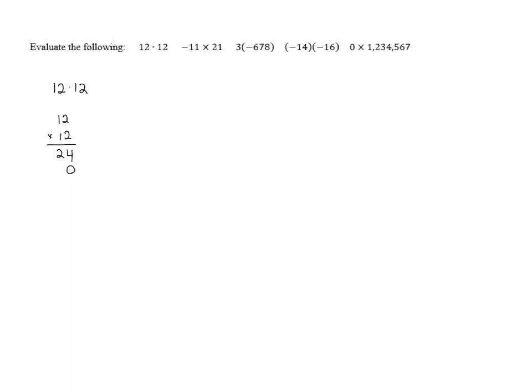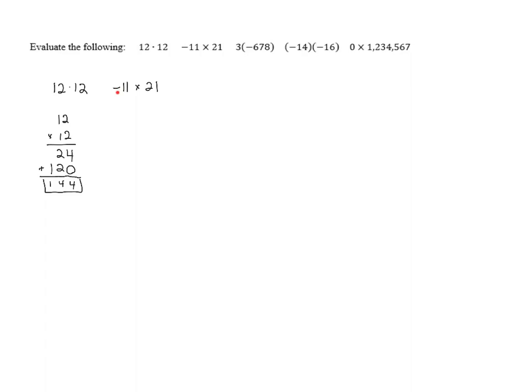Then we can multiply the 1. 1 times 2 gives us 2. And then 1 times 1 gives us 1. And then we add the 2 rows from right to left. 4 plus 0 is 4. 2 plus 2 is 4. Bring down the 1, and we get 144, which is probably what many of you remember from your times tables. So here we have 144. Let's look at the next one. Negative 11 times 21.